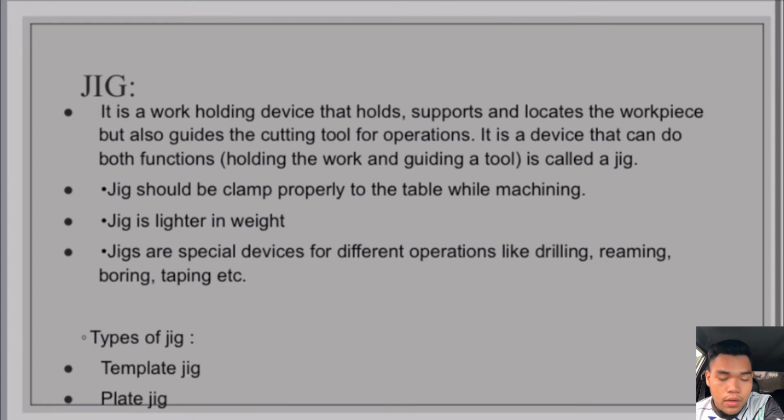Jig. First, it is a work holding device that holds, supports and locates the workpiece, but also guides the cutting tool for the operation. A device that can do both functions, holding the work and guiding the tool, is called a jig. Second, a jig should be clamped properly to the table while machining. And then, a jig is lighter in weight. Next, jigs are special devices for different operations like drilling, reaming, boring, tapping, etc. Types of jig: first, template jig, and second, plate jig.